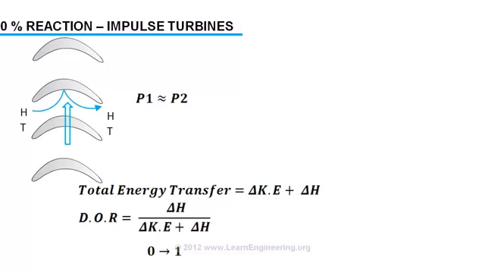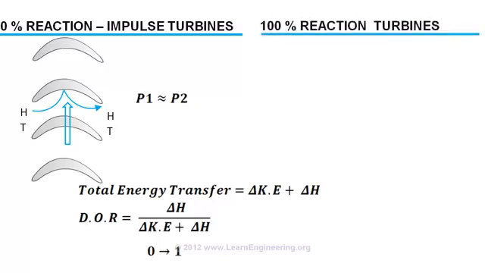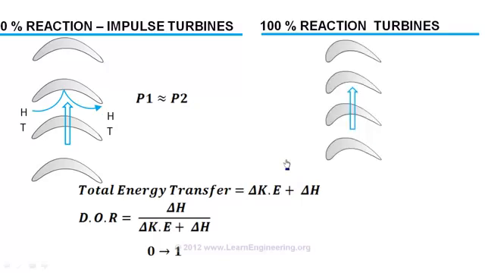Now, the other extreme case. The 100% reaction turbines. Here, as you guessed, there won't be any kinetic energy change across the rotor, energy transfer will be purely due to change in enthalpy. And this could be a typical blade profile for such a case. Here fluid passes through the blade without actually hitting it. We know, across the blade there is no kinetic energy change, so the absolute value of velocity remains the same across the blade. But pressure, temperature and enthalpy vary across the blade.